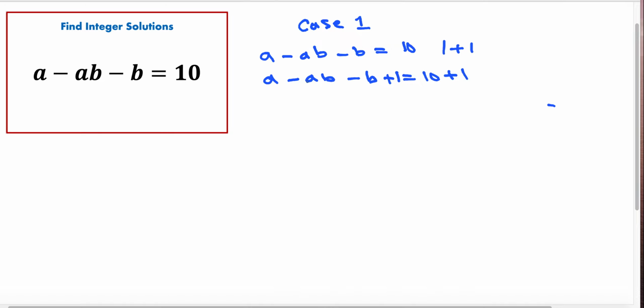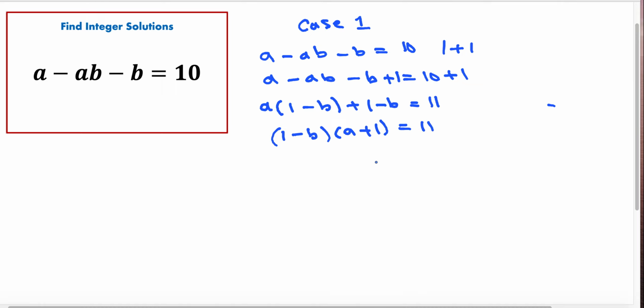Now here I can take a common factor, and the common factor for the first group is a times 1 minus b. The second group, I'm going to rearrange a little bit: plus 1 minus b is equal with 11. And now if we factor this, it's going to be 1 minus b, because 1 minus b is a factor for both groups, times a plus 1 is equal with 11.